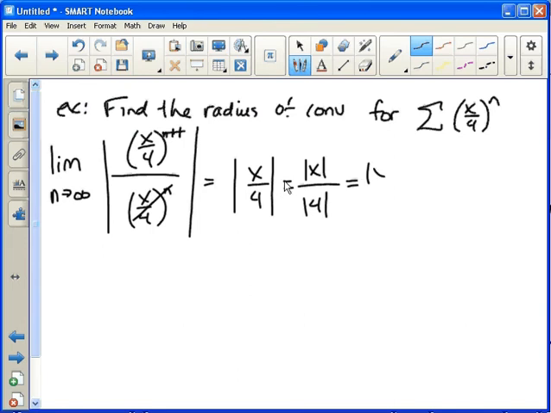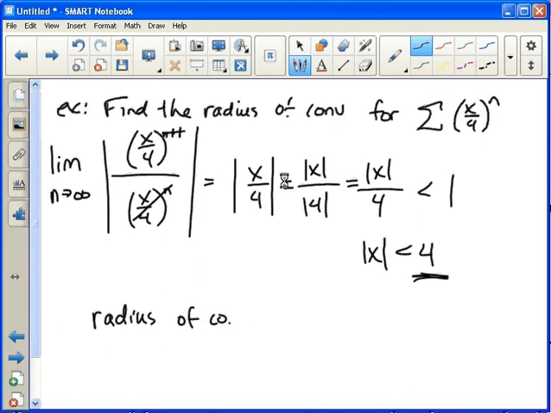Now this is just saying if the absolute value of x over 4 is less than 1, we converge. So I'm not stating that this is always true. I'm merely saying that when this is true, that's when we converge. Because when our limit is less than 1, we converge. So now, if I multiply both sides by 4 to simplify this, I get the absolute value of x is less than 4. And it turns out this is my radius. So the radius of convergence is 4.